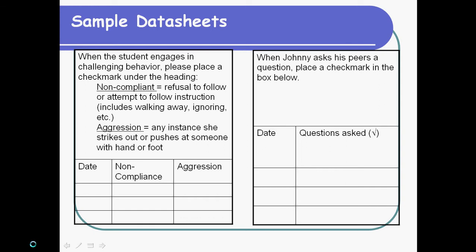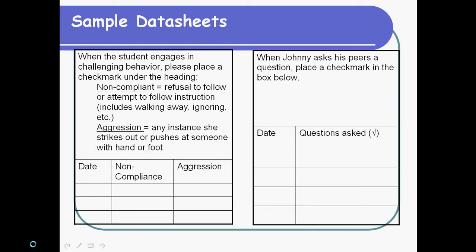On the left, you'll see a data sheet that shows that we're trying to track how often non-compliance and aggression is happening. So in this data sheet, what you need to do is simply put a check mark under the heading of non-compliance when that happens, or a check mark if aggression happens. Pretty simple. You put the date and a check mark. The other thing that we have here is an operational definition, so a clear explanation of what we mean by noncompliance and what we mean by aggression.